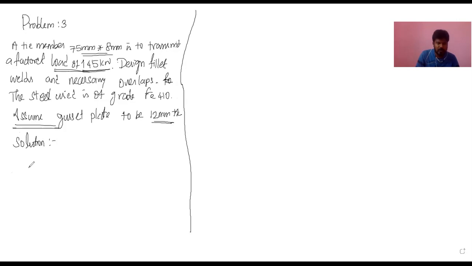Okay, first of all we want to know the size of weld. So where can we calculate it? There are two plates available, one is the joining plate, another one is the gusset plate, 8 mm and 12 mm. Based on that we can choose the size of weld, which is available in IS 800.